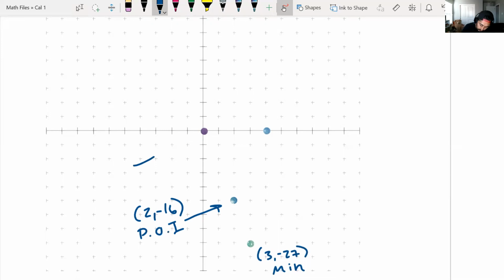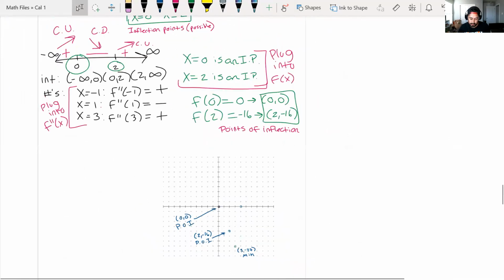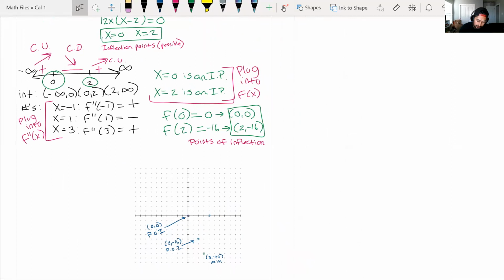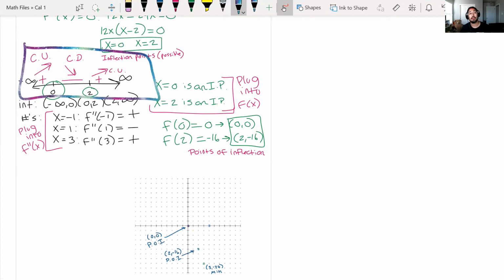0, 0, that's my other point of inflection. It's also my X-intercept and my Y-intercept. Okay. Now you're wondering, how do we finish this graph off? We finish this graph by using the sign chart for concavity above. We use this lovely sign chart.